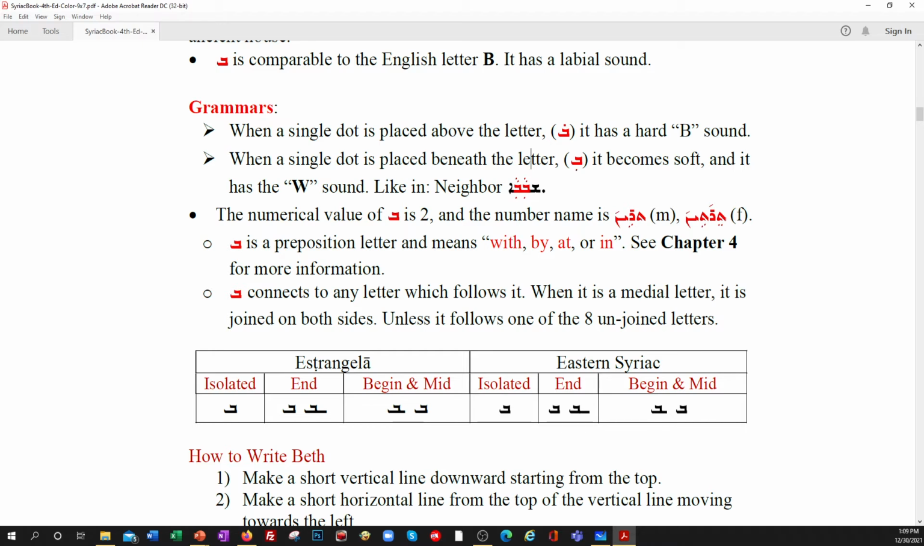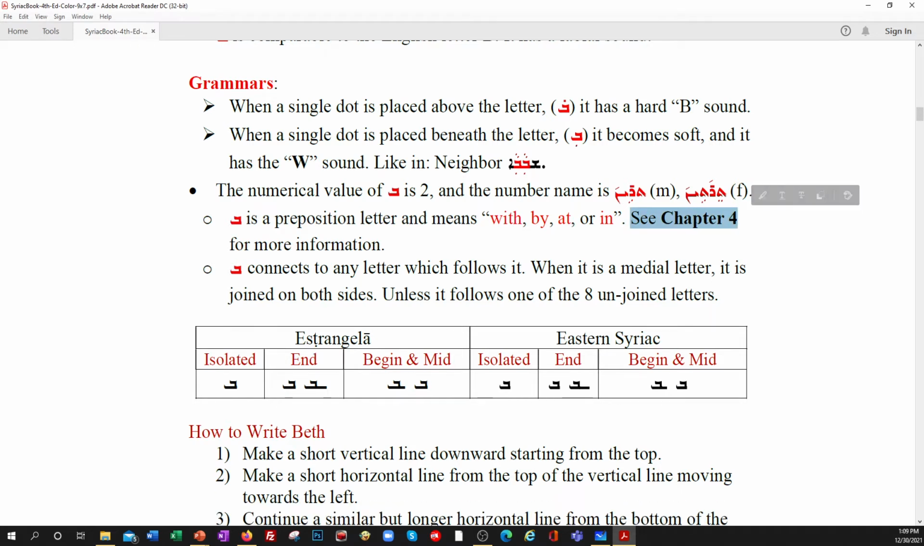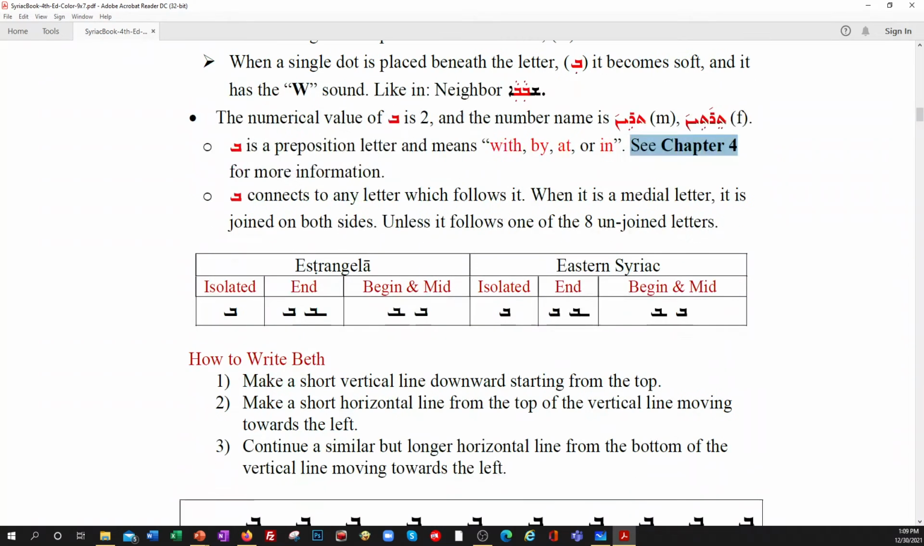The numeric value of Beth is 2, and the number name is tre for male, or ẓļātīṭe for female. Beth is a preposition letter and means with, by, at, or in when it is joined at the beginning of the noun. We're going to learn more about this one in chapter 4. Just remember, this one is a preposition letter and means with, by, at, in. It depends on the statement. And again, we're going to cover that one in chapter 4.